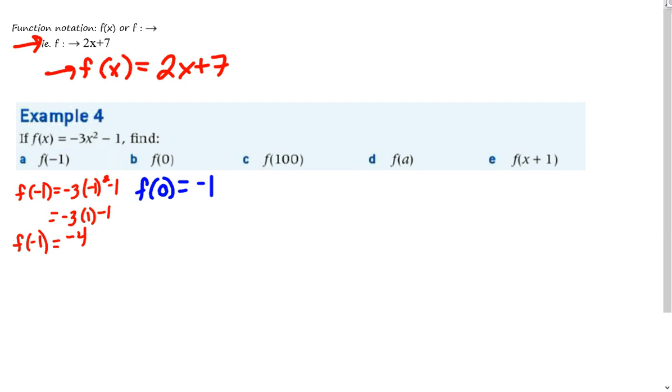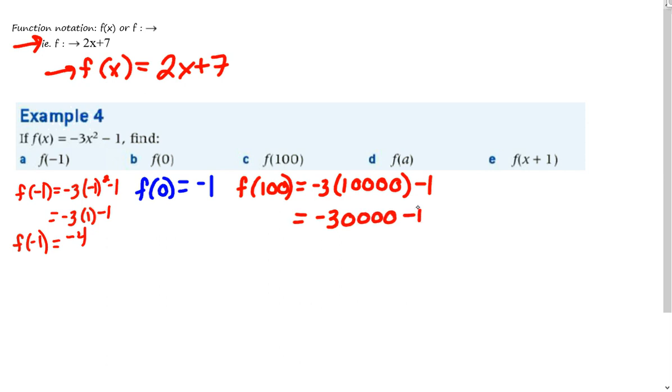F of 100. So substituting in your 100 for x, so that's negative 3 times 10,000 minus 1, which is negative 30,000 minus 1, which is negative 30,001.